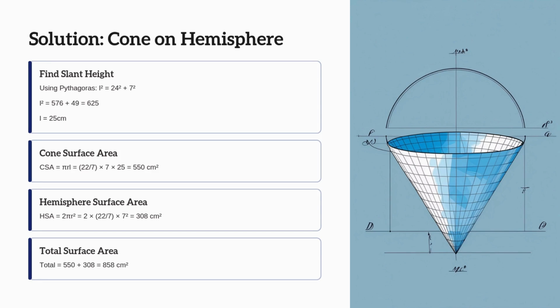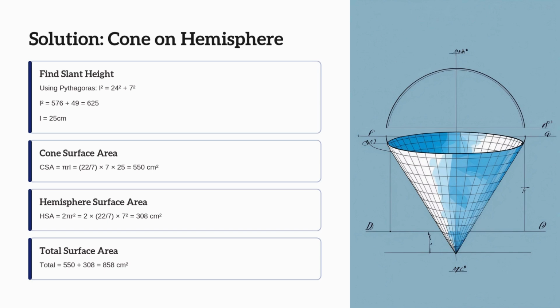Step 3. Curved surface area of the hemisphere. The formula for the curved surface area of a hemisphere is 2 multiplied by pi multiplied by radius squared. Substituting values, curved surface area equals 2 multiplied by 22 over 7 multiplied by 7 squared. That is, 2 multiplied by 22 over 7 multiplied by 49. This equals 2 multiplied by 154. That equals 308 square centimeters.